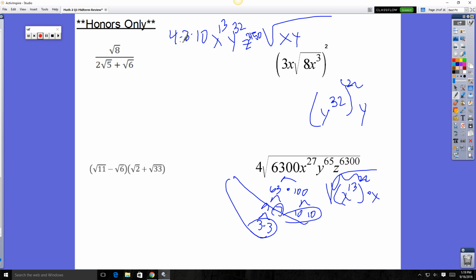4 times 3 times 10. 4 times 3 is 12. 12 times 10. Swap that out for a 120. And there you go.